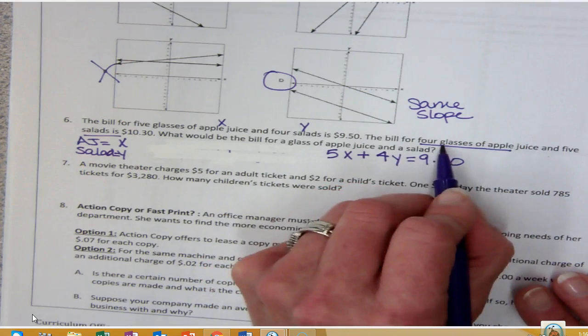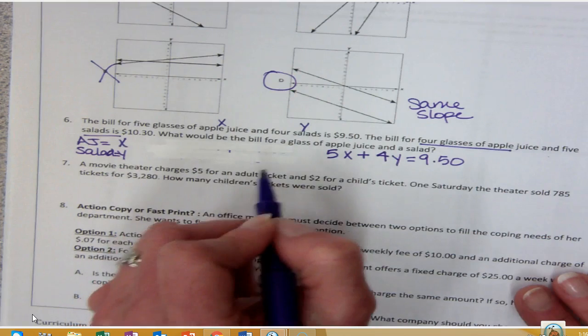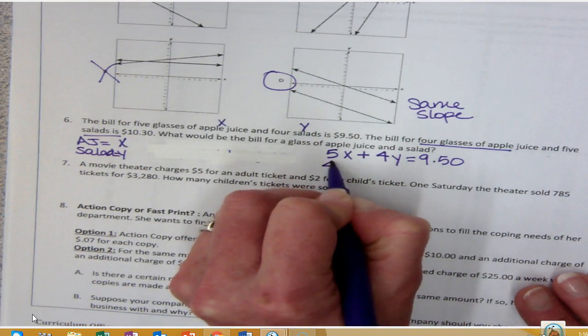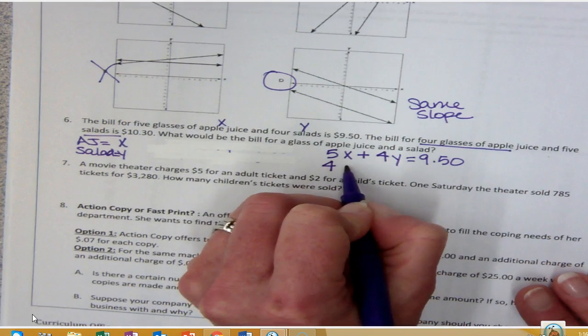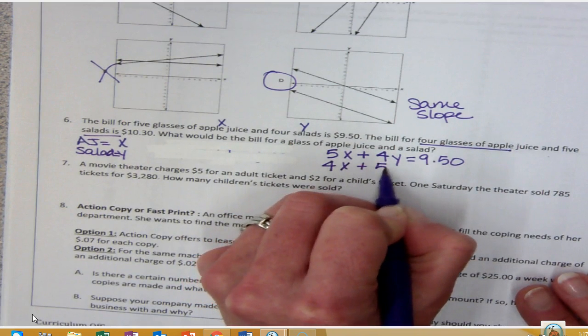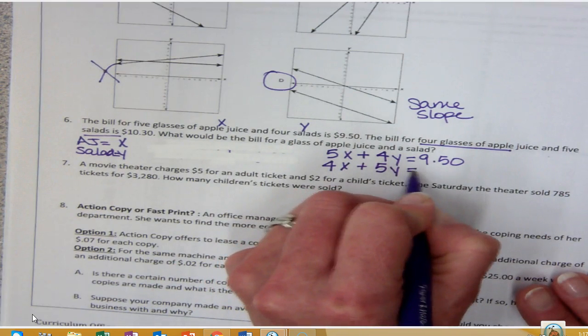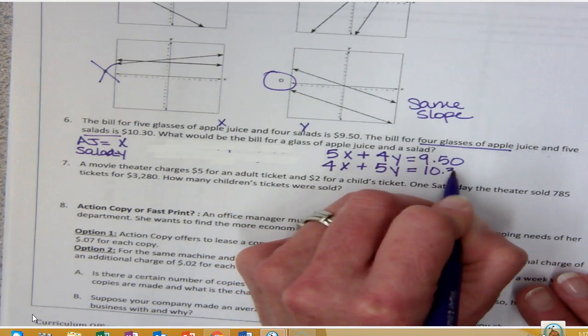The next one is 4 glasses of apple juice and 5 salads is $10.30. So 4 glasses of apple juice times the cost of the apple juice plus 5 salads times the cost of the salad is going to equal $10.30.